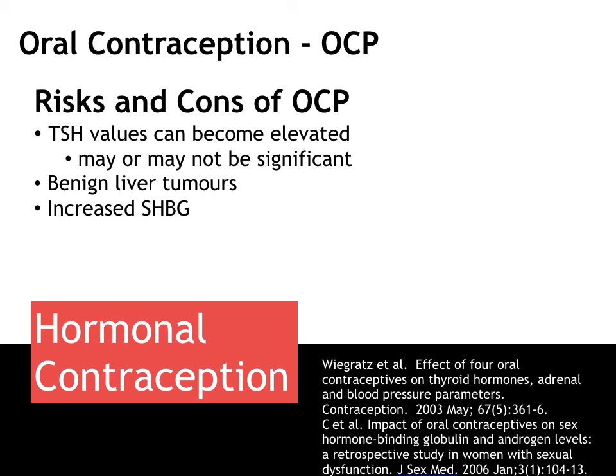Liver tumors. There is some report of benign liver tumors developing with birth control. There is conflicting research on this as well, but there is some association between birth control and something called hepatic adenoma, which is a non-cancerous form of a liver tumor. So just something else that's out there. And increased sex hormone binding globulin. Looking at a retrospective observational study, this found that sex hormone binding globulin levels in contraceptive pill users were 4 times higher versus those that never used oral contraceptives.